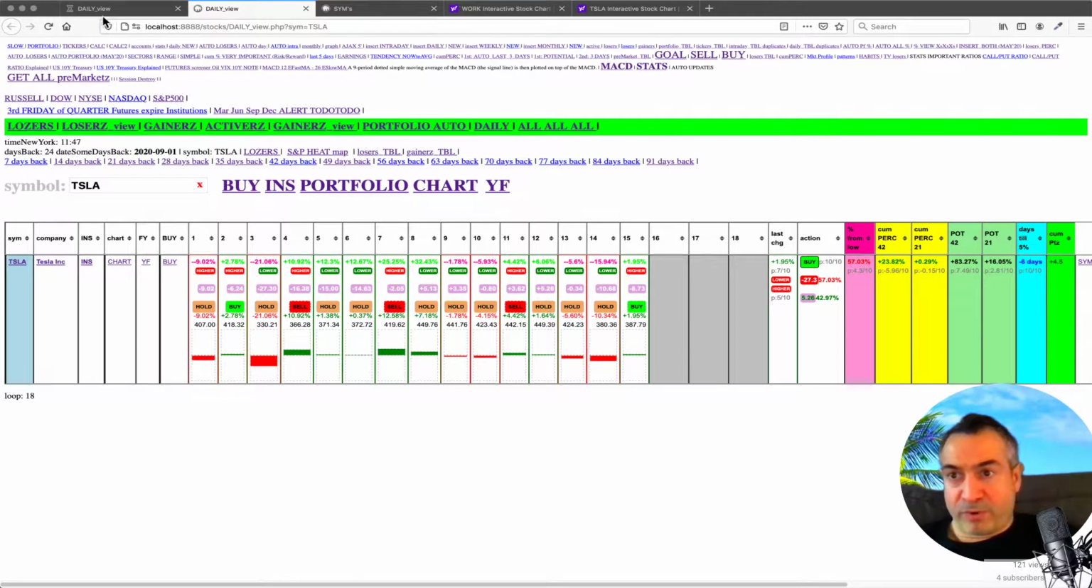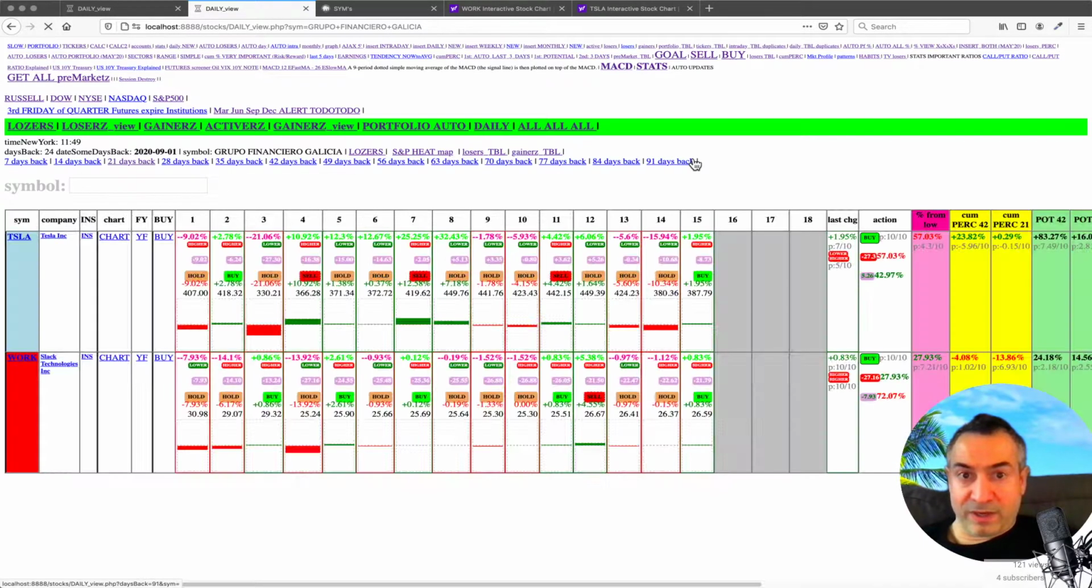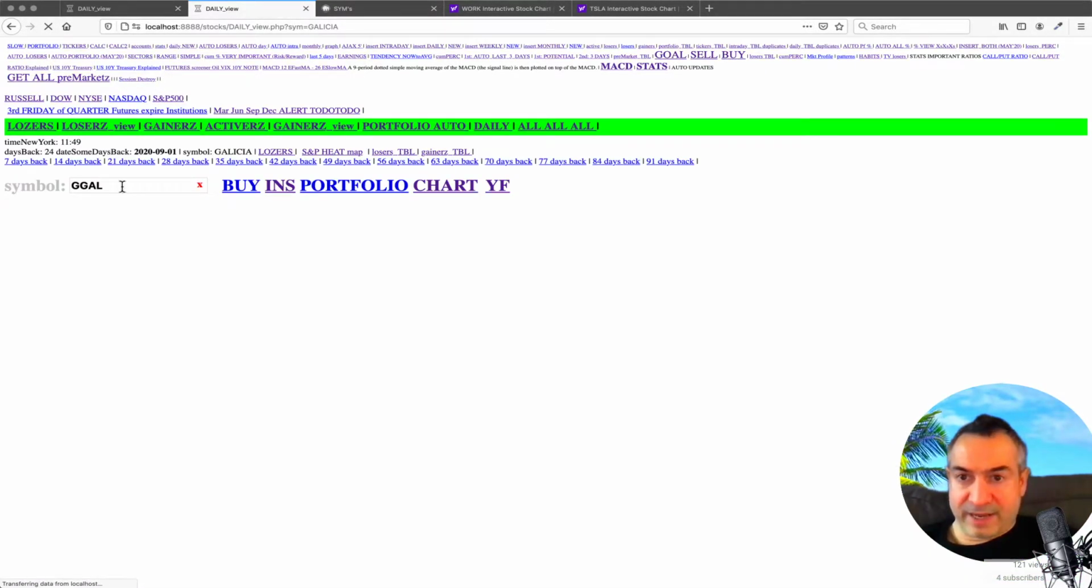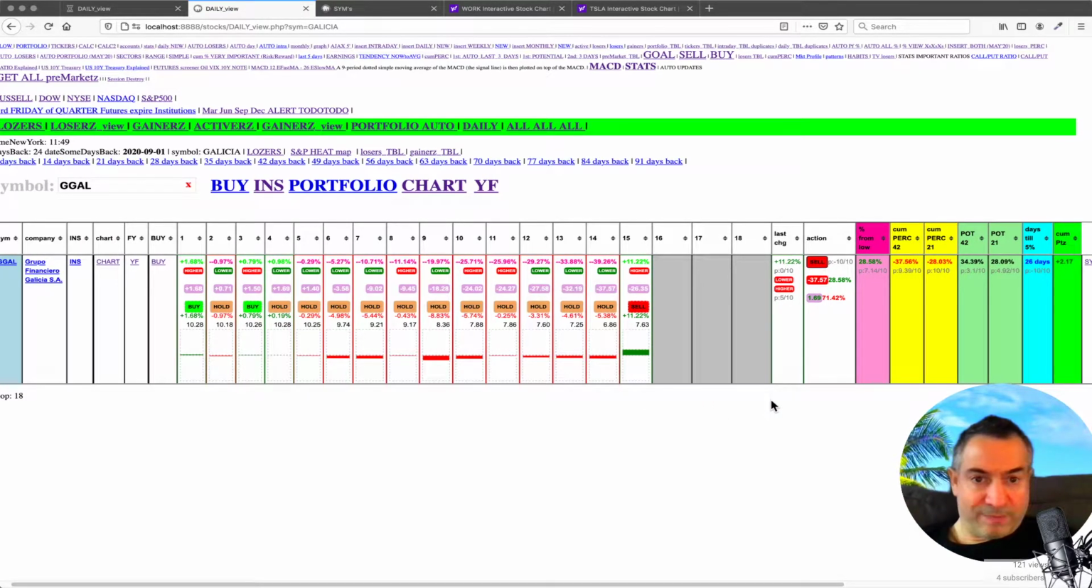Actually, I just remembered Galicia, Grupo Financiero Galicia is what it's called, and I remember this one going up. It didn't work out. Galicia, okay, that's the one. That's in standalone. If I don't put a symbol, it shows me all of them, and that's what takes so long to calculate. You saw it took a few seconds to calculate just one. So it needs to do a lot of calculations.